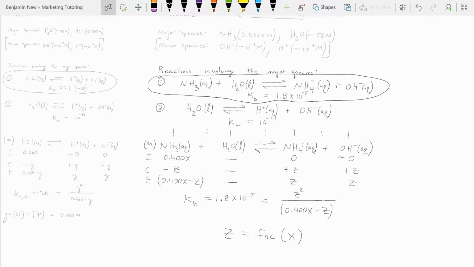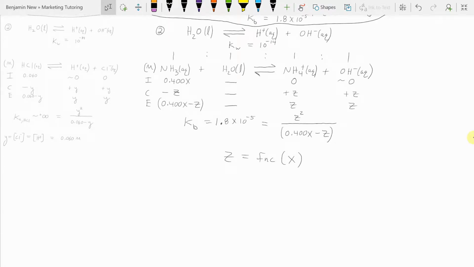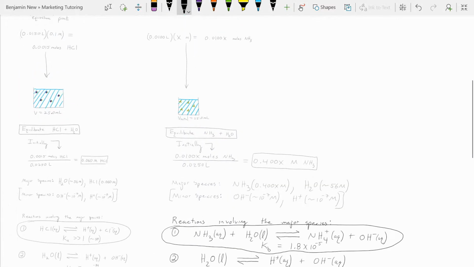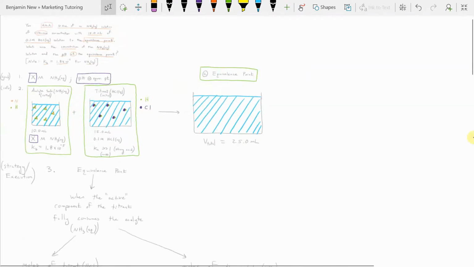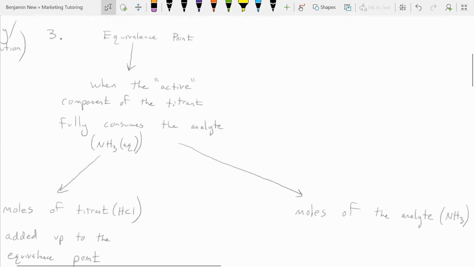We're going to anticipate that after we equilibrate these things, we have the concentration of H+, and we have the concentration of the ammonium ion, which is represented by this. It's also equal to the concentration of OH minus. And when we add these two things together, we know we're going to get the final thing here. And we need to get to the equivalence point. So that's when the active component, which we've already identified as the H+, the thing that becomes the acid once HCl is thrown into water, of the titrant fully consumes the analyte.